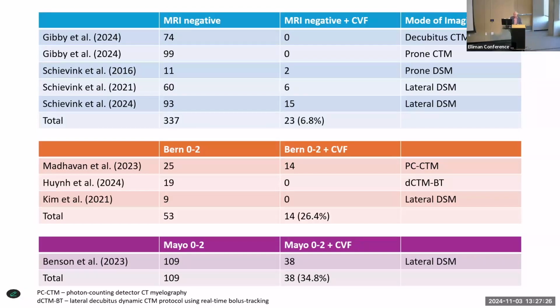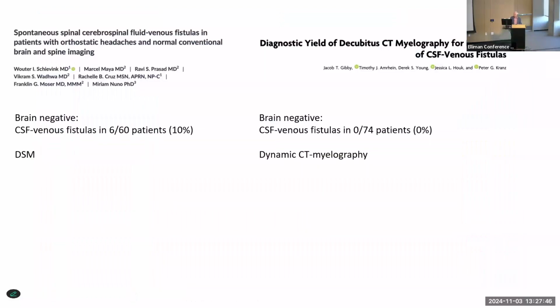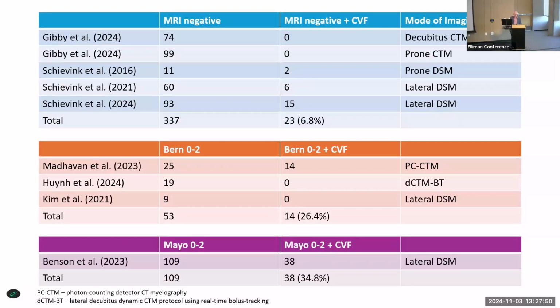There are quite a few other studies that just look at the Bern score, and they categorize it as low yield, which is a Bern score of 0 to 2. But I always find that difficult to interpret, because if you have florid meningeal enhancement, you have a Bern score of 2. So what that showed is that the yield of finding CSF-venous fistula in patients with a normal brain MRI varied in the different studies, and on average it was about 6.8%. For patients with a low Bern score, the chance of finding a fistula was quite a bit higher, right? It's somewhere between 25% and 1 out of 3, but that also included patients who clearly have an abnormal brain MRI.